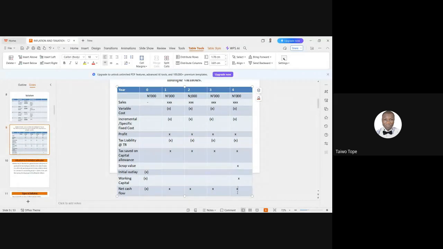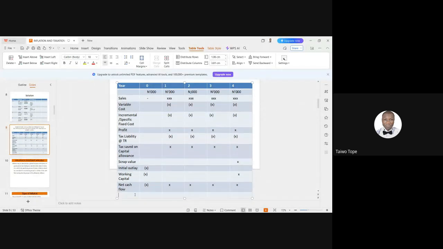Your net cash flow. What will you do with this net cash flow? You use this net cash flow to determine your present value. And how will you determine your present value? You'll be given a discount factor in the question. You'll be given a cost of capital. You'll be given a hurdle rate in the question. What will you do with it? You use it to discount.